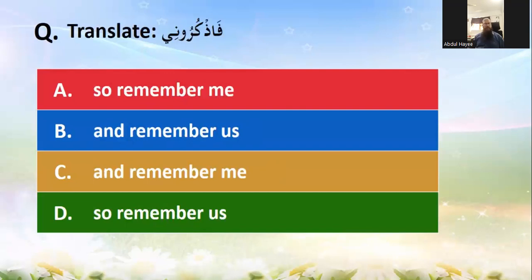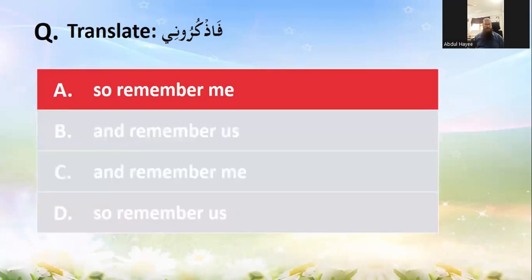Translate: fazkuruni. So remember me, remembers us, remember me, remember us. A, B, C, D. Fazkuruni. Separate the fa. Fazkuruni is a mudari. A and C. Yes, but here only the first is gone. So remember me.